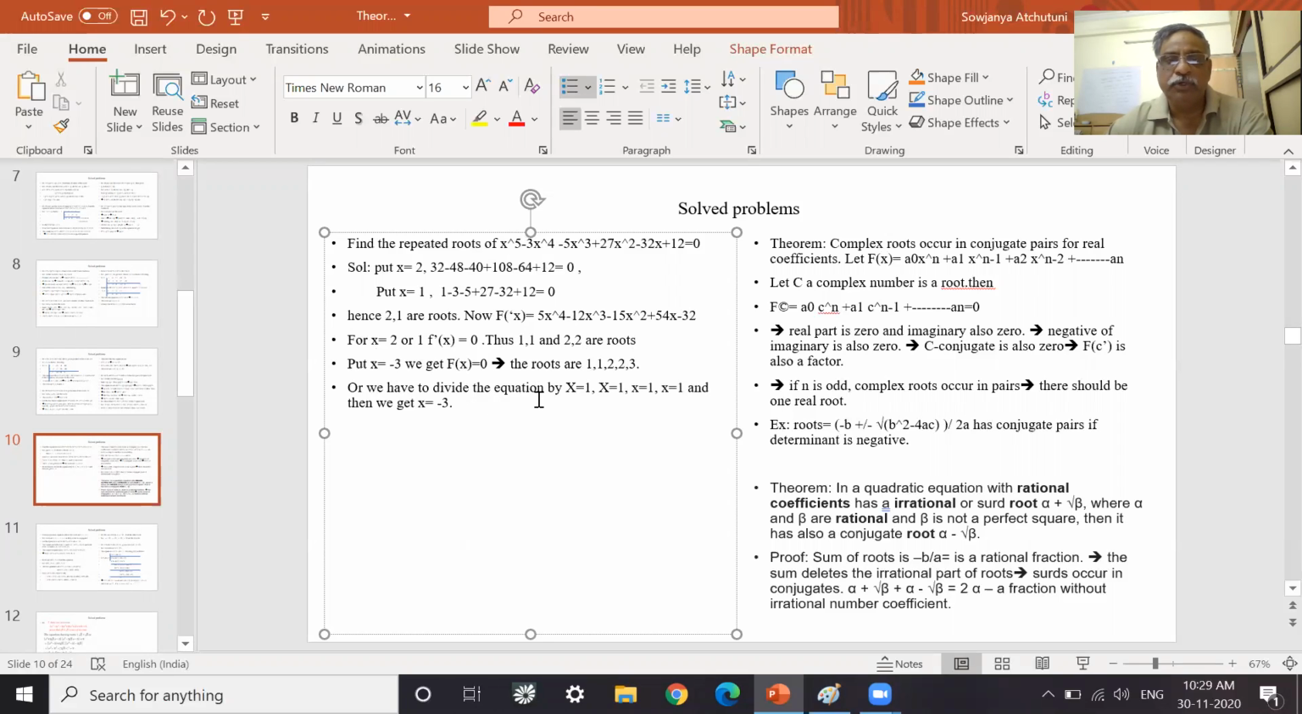Otherwise, what we have to do is divide this equation by x minus 1 two times and by x minus 2 two times, so that when I get x plus 3 is 0 in the last, x is equal to minus 3. So this way also we can do. All factors are within 1, 2, 3 plus or minus, so I can straight away write.